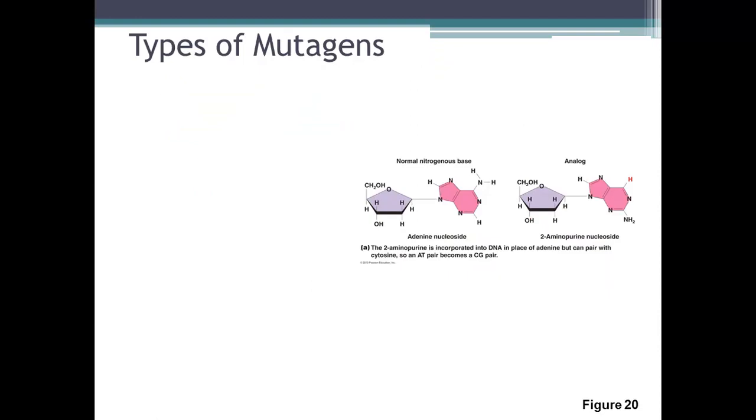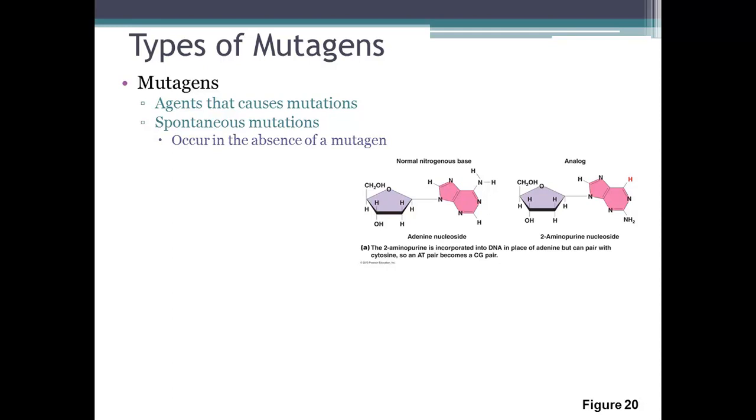Mutations can result from the action of physical and chemical agents known as mutagens. So mutagens are agents that cause mutations. Spontaneous mutations occur in the absence of a mutagen.